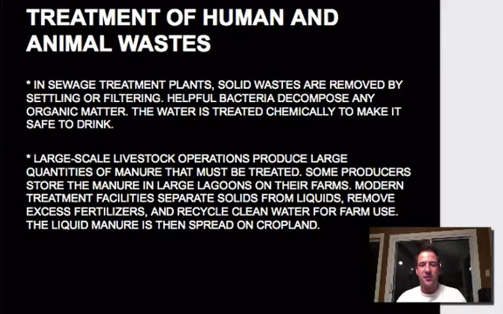So it's quite useful. But then you take large-scale livestock operations, and they produce large quantities of manure, and it must be treated. Some producers store the manure in large lagoons on their farms, and there are also modern treatment facilities that separate the solids from the liquids, remove the excess fertilizers, and recycle the clean water for farm use. And then the liquid manure is spread on cropland.